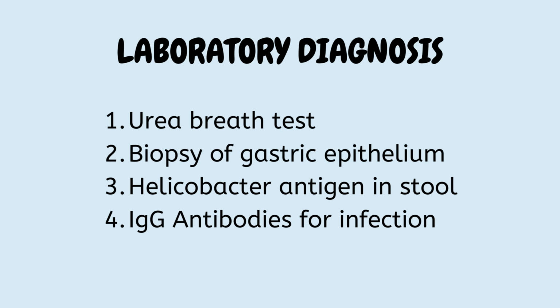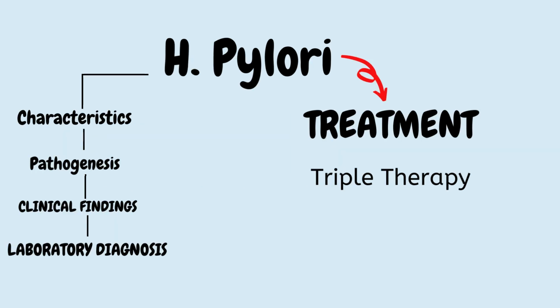Next, we have laboratory diagnosis. First, there is urea breath test, which we have discussed earlier. Second, we have presence of H. pylori in biopsy specimens and gastric epithelium during endoscopy. Third is stool test, and then there is presence of immunoglobulin G antibodies in the serum indicating infection.